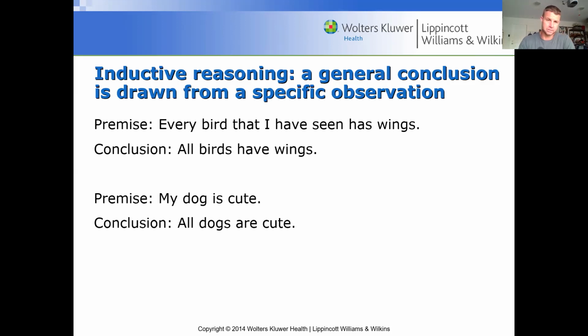Another faulty premise: my dog is cute, therefore all dogs are cute. I think my dog's cute, but I've seen some dogs that are kind of ugly, right? They have contests for the ugliest dog in the world, the ugliest dog in America, and things like that. So again, kind of a faulty premise there, right? You're taking something specific and drawing it out.